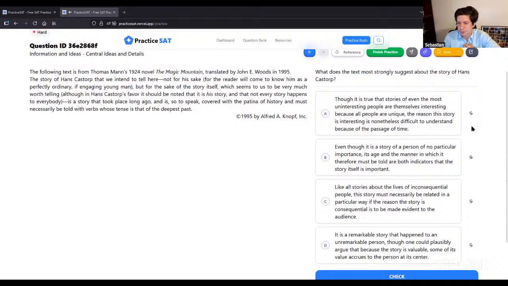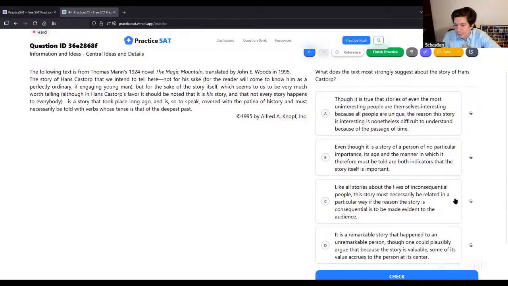Even though it is a story of a person of no particular importance, its age and the manner in which it therefore must be told are both indicators that the story itself is important. We're not told that it is old. But maybe, like all stories, because it is told that it took place long ago.